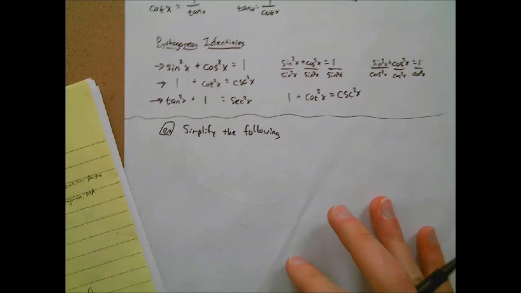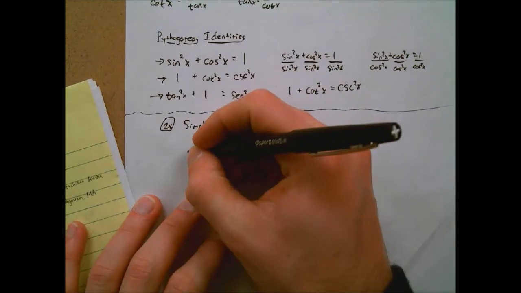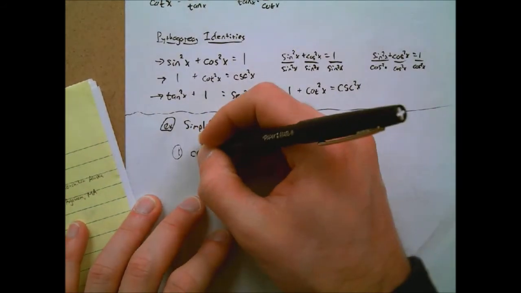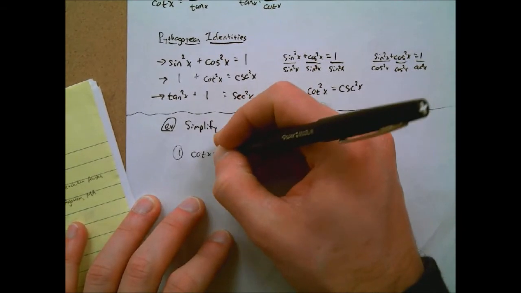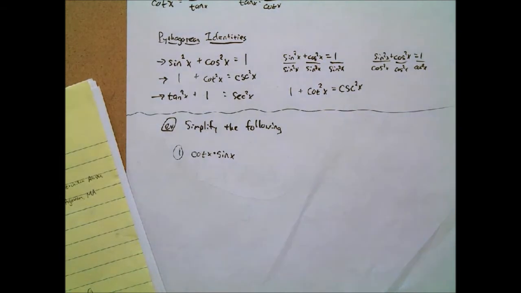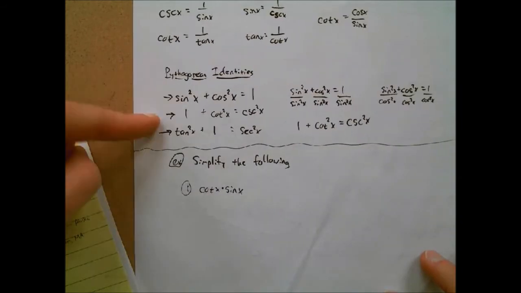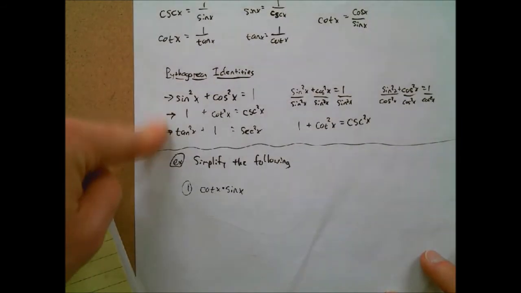Okay, so let me start with a very basic one here. Number 1. We'll just do cotangent x times the sine of x. As we see it right now, we have cotangent and sine. Should we use one of our Pythagorean identities here? Would that be applicable? No. Why not? What clues us in that that won't work here?